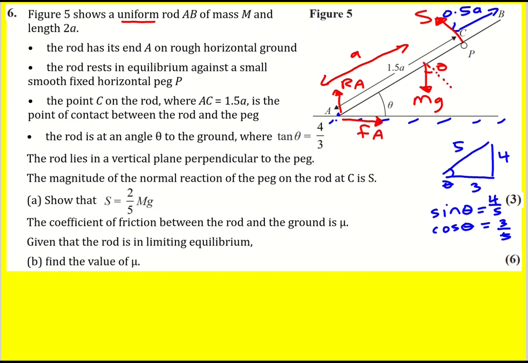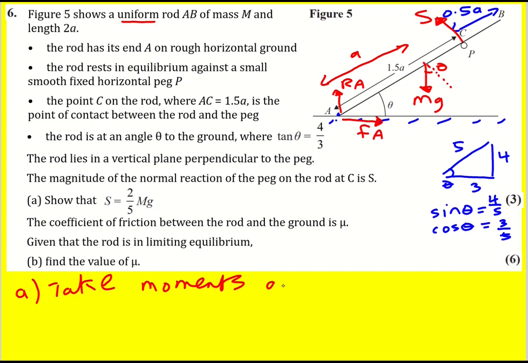Okay, good. Now we're asked to show that S, the normal reaction from the peg, is 2/5 times mg. Now, typically in this sort of question, we're going to take moments, and then at some point we're going to also resolve forces. But moments are always a good way to start because you can get rid of forces straight away. So I'm going to take moments about A because it just gets rid of R_A and F_A straight away.